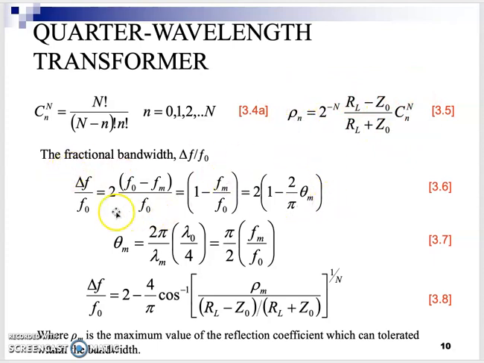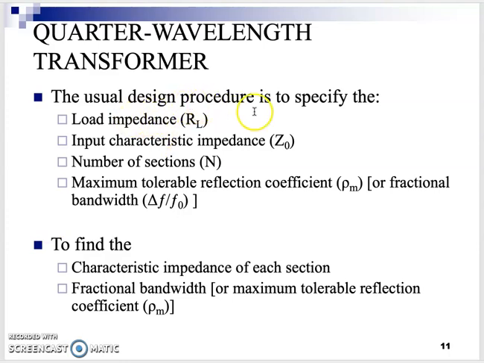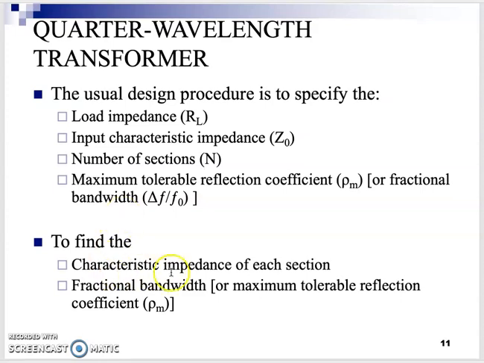For the fractional bandwidth, the important thing is to identify the maximum reflection coefficient. If you have rho 1, rho 2, rho 3, which one has the maximum value? That maximum value will be used here, and the rest use the standard impedance values. Basically, this is the procedure: we identify the load impedance, the input impedance, and the number of sections. Remember, every section is lambda over 4. Then we find the characteristic impedance of each section, and at the end we find the fractional bandwidth.